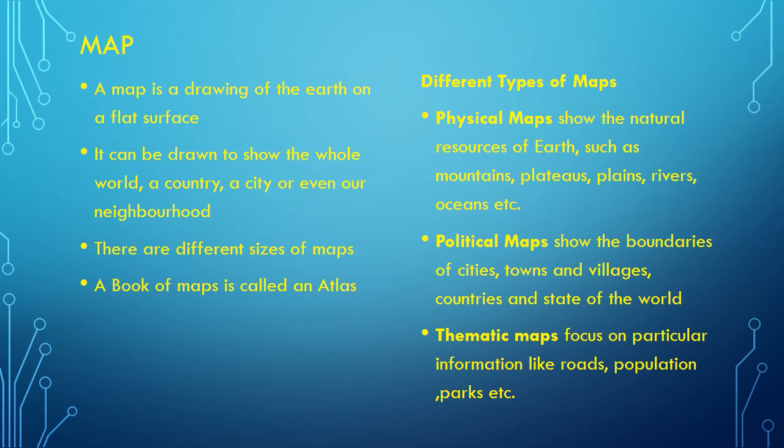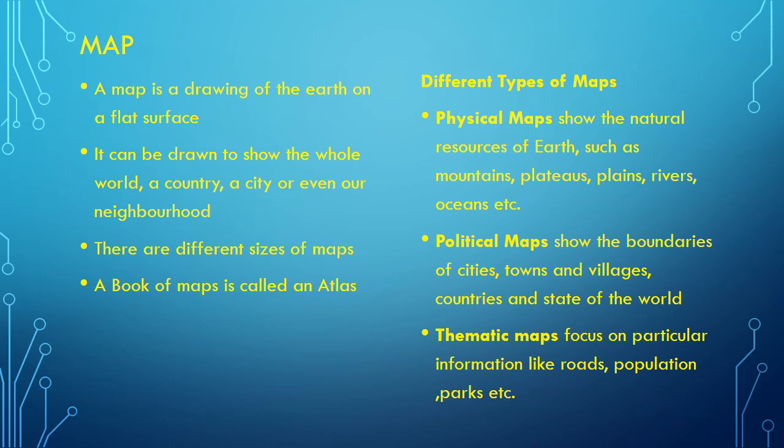Maps can give detailed information of any part of the earth and it is easy to carry. A map is a drawing of the earth on a flat surface. It can be drawn to show the whole world, a country, a city or even our neighborhood. A book of maps is called an atlas. The title of a map tells you what a map is all about.